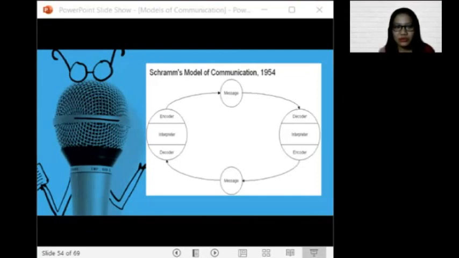Just like the other models, this also has received some criticism, such as that it did not include semantic noise. However, one of the central features here is the feedback, according to some critics. So those are the different models of communication: the linear, transactional, interactive, or interactional model of communication.